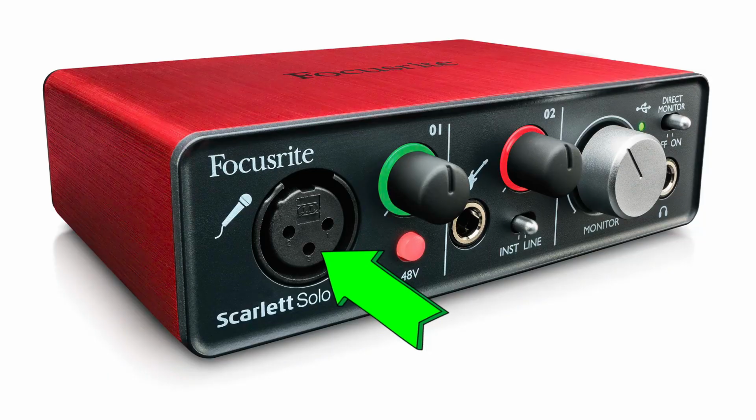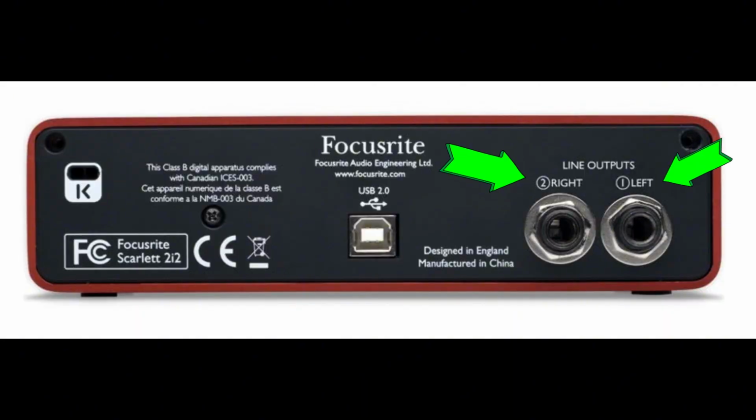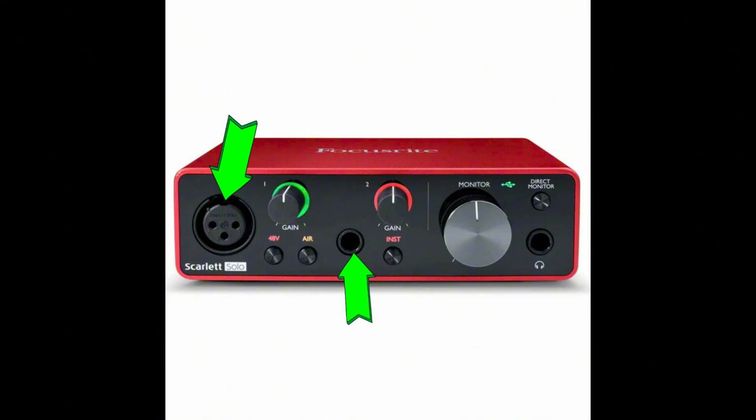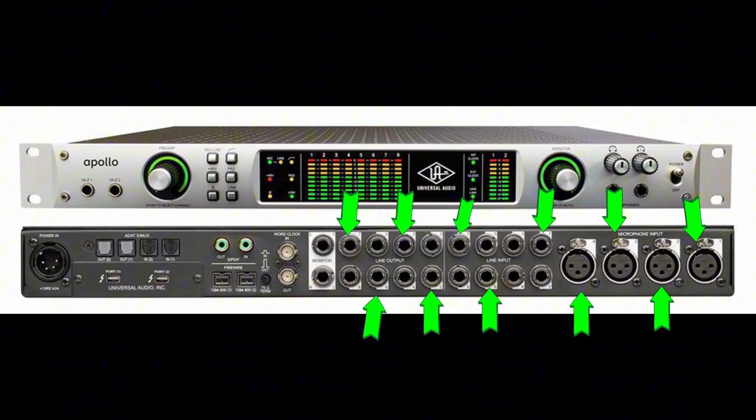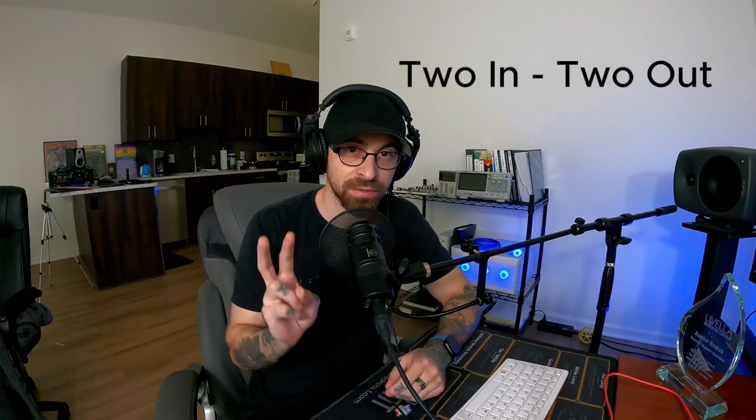If I want to record one microphone, all I need is one microphone input. If I want to listen back on my speakers, I need 2 outputs, one for my left speaker and one for my right speaker. If I want to record a microphone and a guitar at the same exact time, I'm going to need 2 inputs. If you want to record a whole band, you're probably going to need 8, 16, 24 inputs. The base recommendation is at least getting 2 inputs and 2 outputs. So at bare minimum, you can record one microphone and an instrument at any given time. This is considered a 2 in, 2 out.